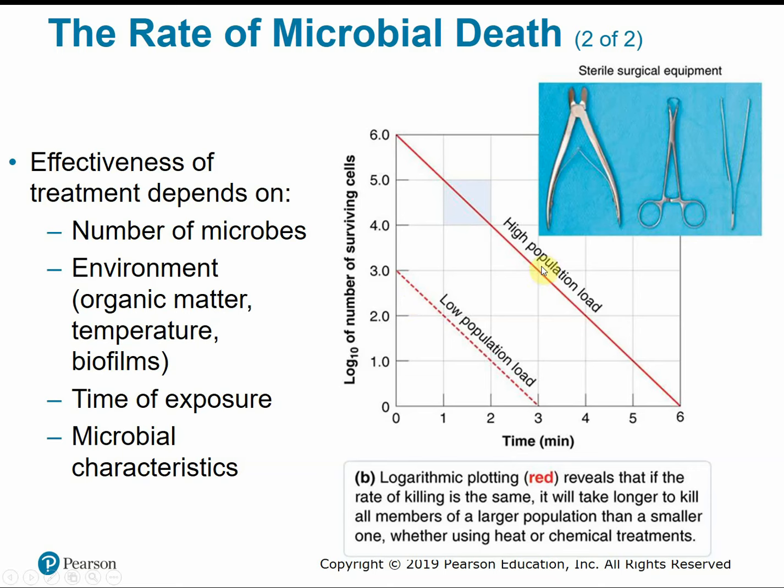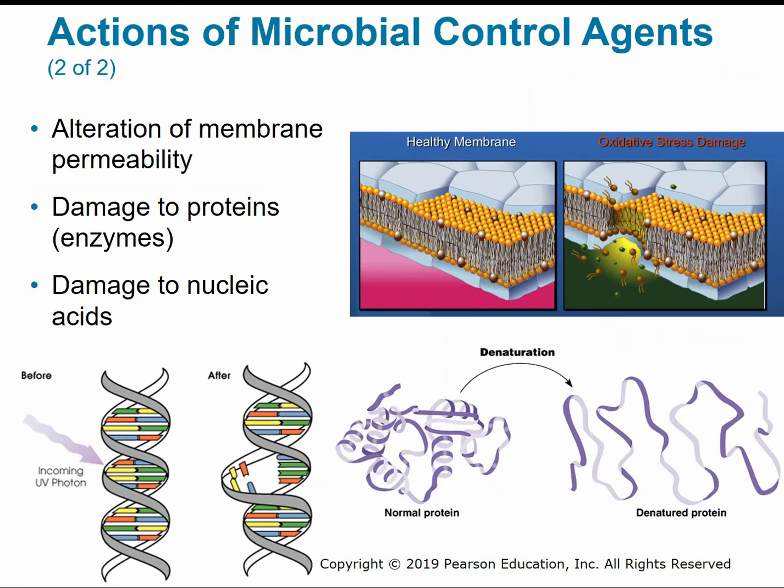So if we were to remove our cleaner after 3 minutes, we still would have a relatively high population remaining. Effectiveness can also depend on microbial characteristics. Different types of cleaners have different levels of effectiveness on different microbes depending on their own characteristics, like cell wall structure or metabolism. There are 3 main mechanisms of action, or plans of attack, that these antimicrobial agents can take when they are killing these microbial cells.